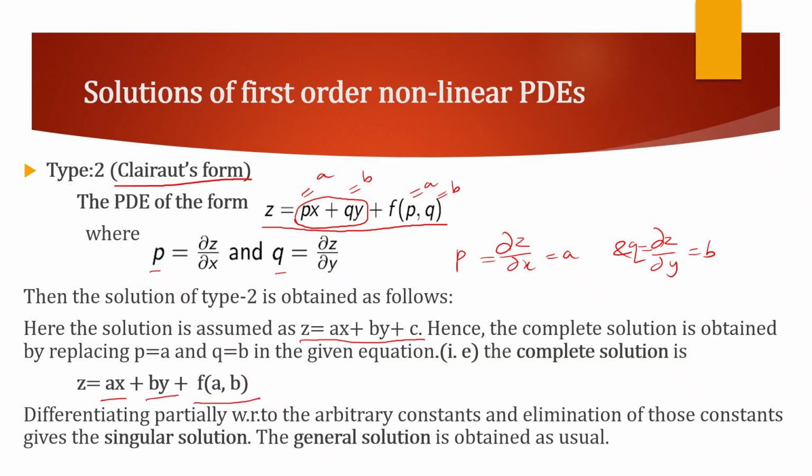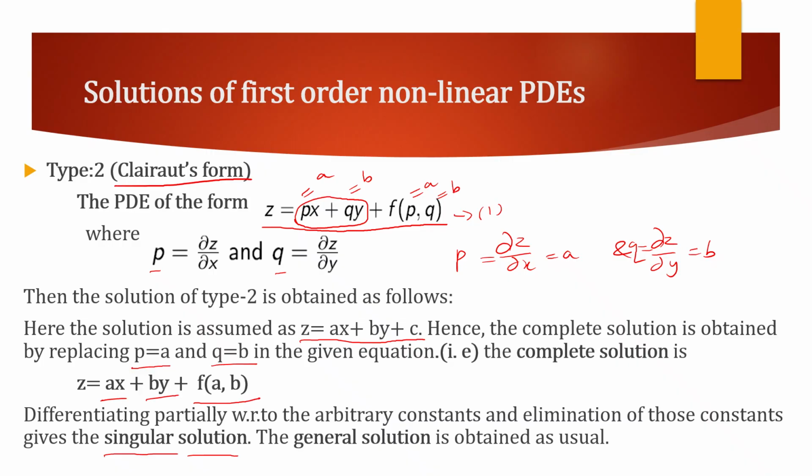So for the type 2 form of nonlinear PDEs, the complete solution is obtained just by replacing p as a and q as b in the given equation, and then differentiating this complete solution partially with respect to the arbitrary constants a and b. We can find the resultant equations, and elimination of those constants a and b from the resultant equations gives the singular solution, and then the general solution is obtained as usual.